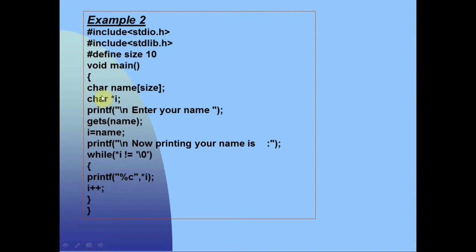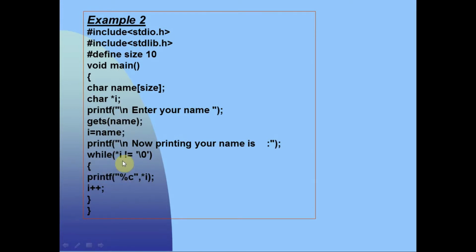Another example. char name of size 10. Then char *i. The asterisk refers to the pointer, so it is a character pointer. Enter your name. So gets of name: we give the input. The input is stored into the name variable. The address of the name variable is stored into the i variable. Now printing your name, while asterisk i not equal to null. So asterisk i is directly pointing to the data from the name.